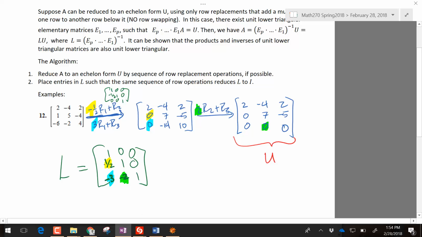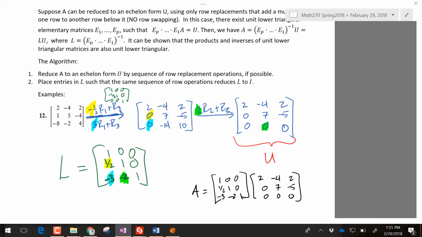Okay. So this is your LU decomposition. Your A is equal to L, the L that we found, times U, the row reduced matrix that we got. Okay, we should probably check that.